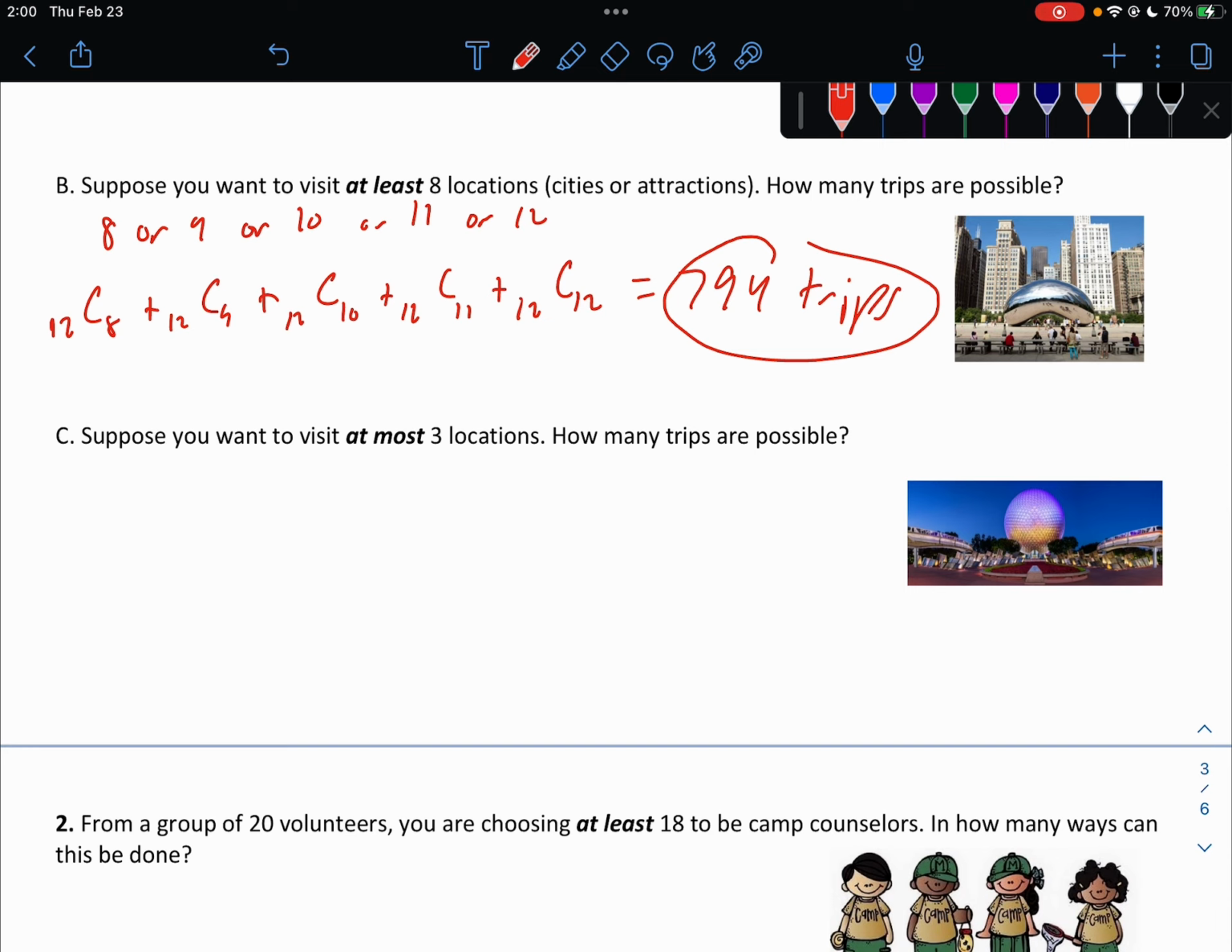C, suppose you want to visit at most 3 locations. Okay, so that would be 3 or 2 or 1 or 0, right? So that's going to be 12 choose 3, plus 12 choose 2, plus 12 choose 1, plus 12 choose 0. Okay, again, we can type that in our calculator one at a time, add them together, or all at once. Either way, you should get 299 different trips.